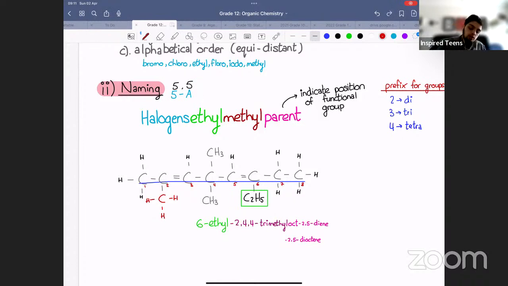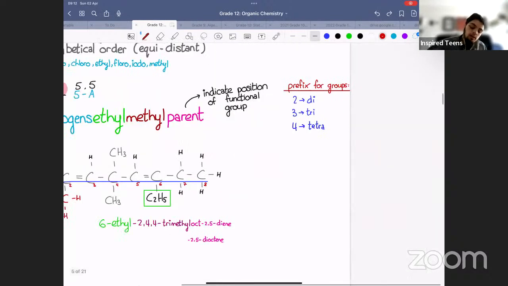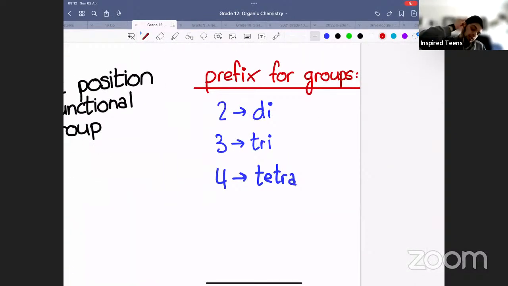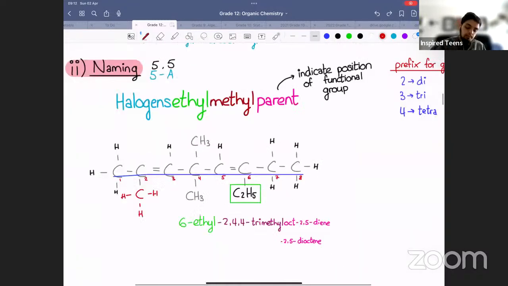Once we numbered this, we started naming it. We could see that there's an ethyl on carbon number 6, so we said 6-ethyl. Then we could see 1, 2, 3 methyls, so we named them 2,4,4. If they're at the same place, you put the 4 twice. Trimethyl: however many groups you have, you put another prefix in front for the groups. 2 is di, 3 is tri, 4 is tetra.